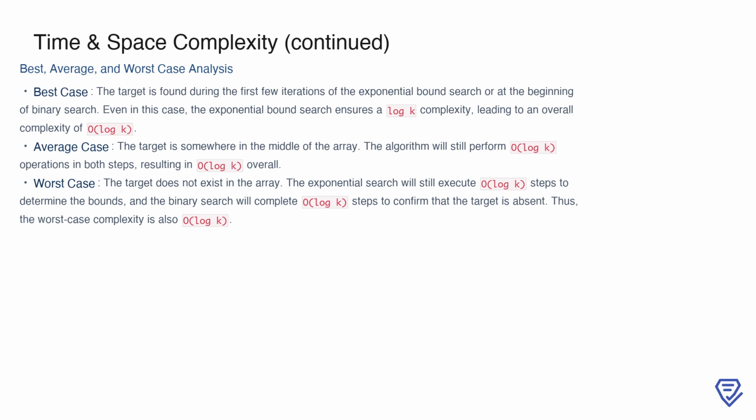Finally, in the worst case, where the target doesn't exist in the array, the algorithm still needs to execute O(log k) steps to determine the bounds and another O(log k) steps to confirm the absence of the target during binary search. Regardless of the scenario, the algorithm consistently achieves a time complexity of O(log k).